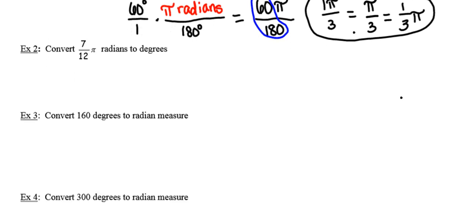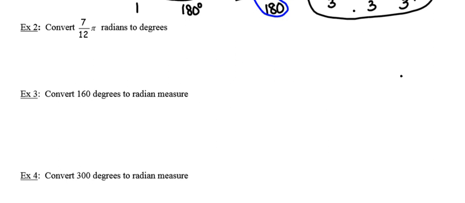All right, number 2, go ahead and convert 7 pi over 12, or 7/12 pi radians, to degrees. I'm going to put that over 1, and I'm going to make this 7 pi over 12. So 7 pi over 12 is the number of radians that we want to convert to degrees. Since we're going to degrees, the 180 degrees becomes the numerator of my fraction. The pi radians becomes the denominator.